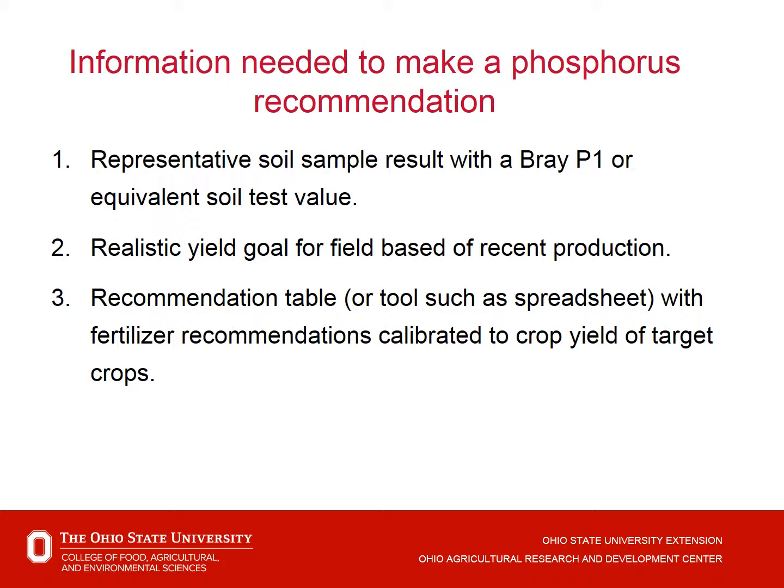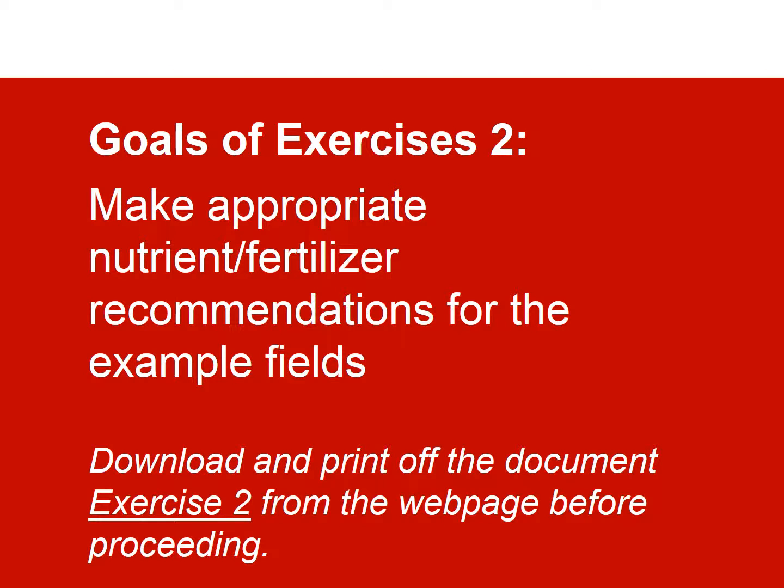The final thing that we need is a recommendation table or a tool such as a spreadsheet that has fertilizer recommendations that are calibrated to the soil test and the crop yield of the target crop. So that's the third characteristic that we're going to talk about, and today we're going to use the tri-state fertilizer recommendations as that calibrated source for crop yield and soil test level.